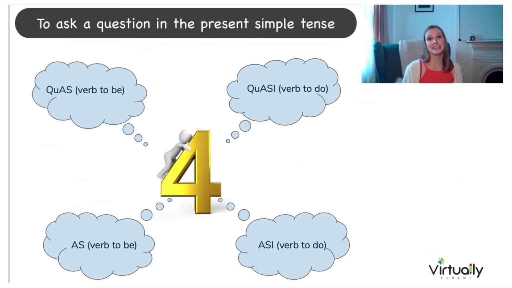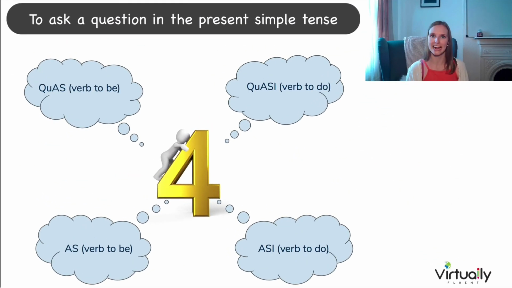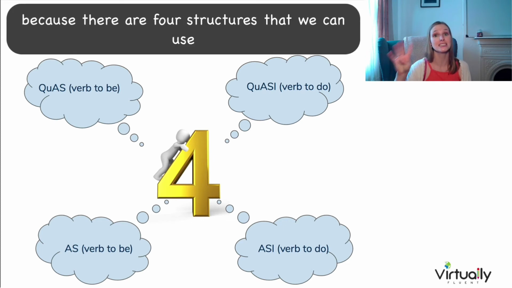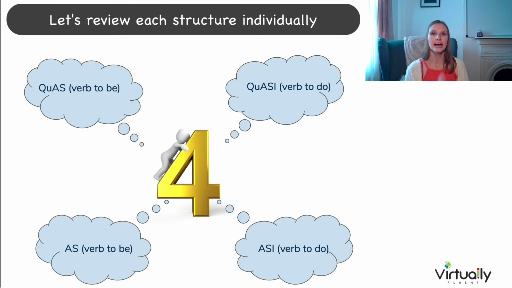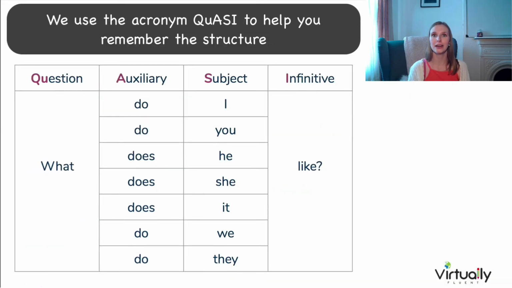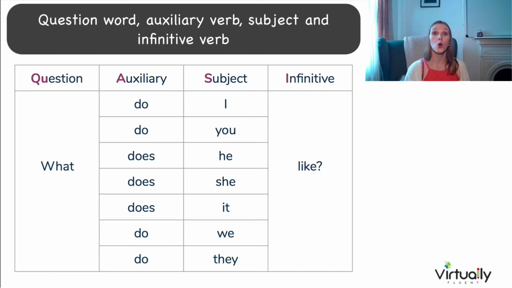To ask a question in the present simple tense is quite a difficult thing to do because there are 4 structures that we can use. Let's review each structure individually. And we'll start with QUASI. We use the acronym QUASI to help you remember the structure. Question word, auxiliary verb, subject, and infinitive verb.